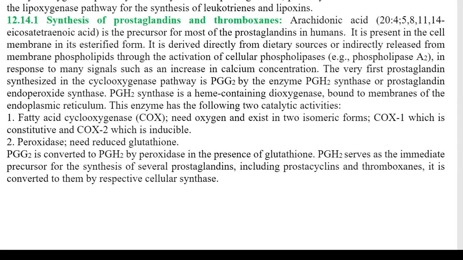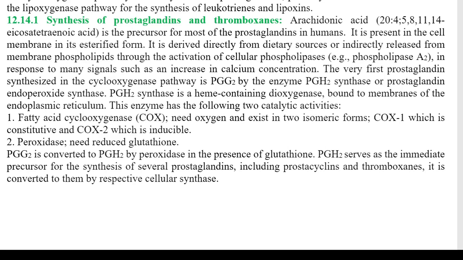The very first prostaglandin synthesized in the cyclooxygenase pathway is PGG2 by the enzyme PGH2 synthase or prostaglandin endoperoxide synthase. PGH2 synthase is a heme-containing dioxygenase, bound to membranes of the endoplasmic reticulum. This enzyme has the following 2 catalytic activities. 1. Fatty acid cyclooxygenase, COX, needs oxygen and exists in 2 isomeric forms, COX-1 which is constitutive and COX-2 which is inducible. 2. Peroxidase, needs reduced glutathione.